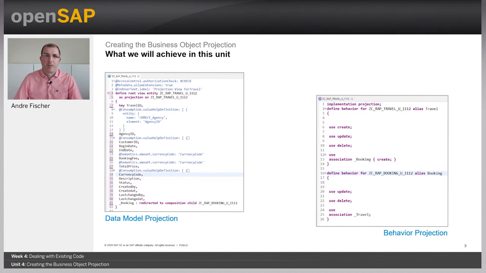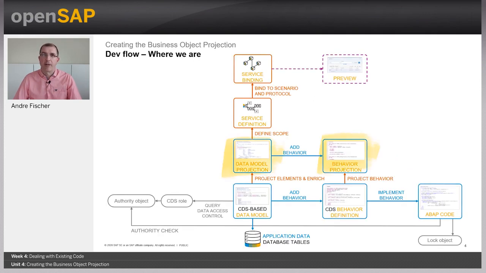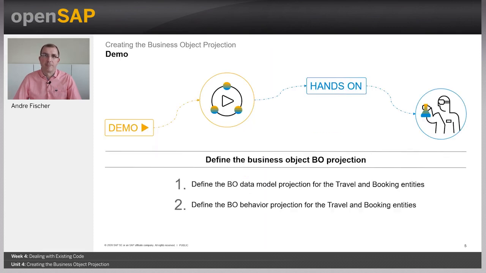In this unit, we will create the projection of the data model and the behavior definition of our business object. You can create several projections of the same business object, so you can reuse the implementation of your business objects for several applications, where some of them might only offer a subset of functionalities. Looking at the dev flow, we are in the yellow highlighted projection layer. Let's start with the demo.